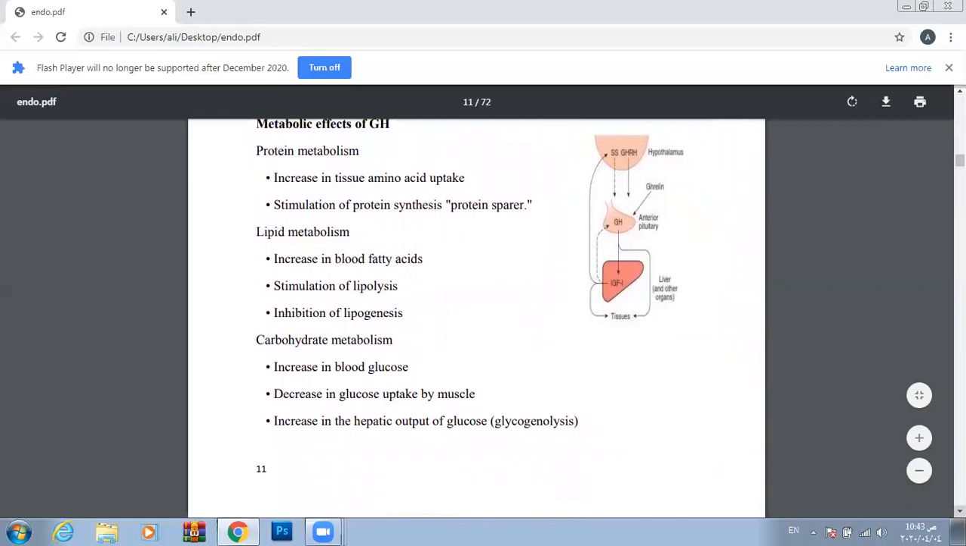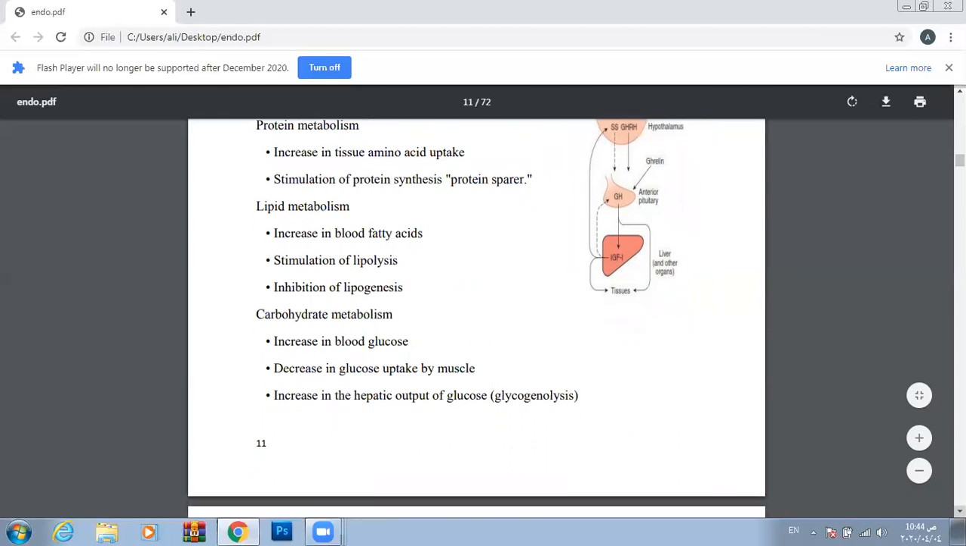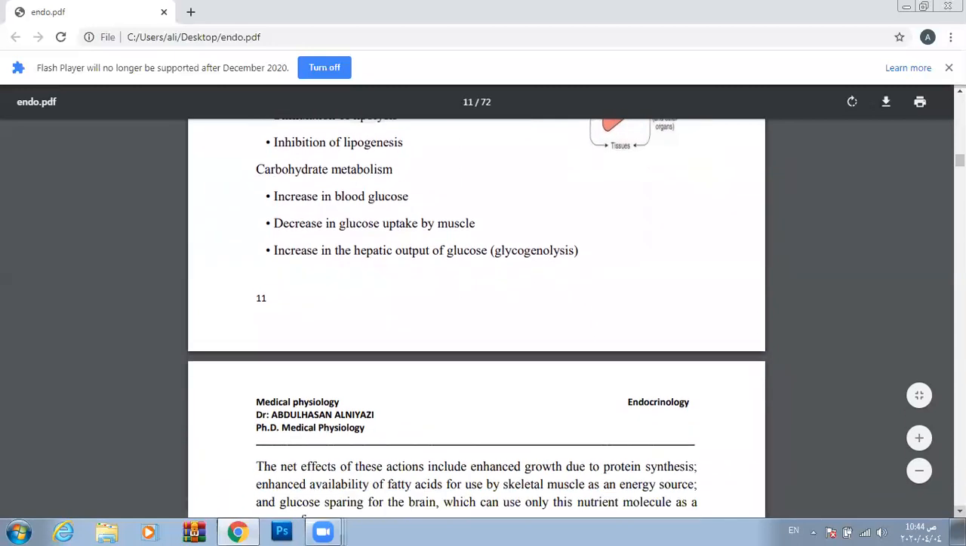شو يسوي هذا الجروث هرمون؟ What is the metabolic effect؟ ايش راح يسوي لنا؟ من يطلع الجروث هرمون راح نشوفه. يسوي لنا بروتين ميتابوليزم: increase in tissue amino acid uptake, stimulation of protein synthesis, protein spare. Lipid metabolism شو يسوي لنا على الليبيد؟ Increase in the body fatty acid, stimulation of lipolysis, inhibition of lipogenesis. فتشوف الجروث هرمون يساعد انه يسوي تحلل ليبيد lipolysis ويمنع تكوين الليبيد الجديد. فاذا نشوف انه هو يفيدنا انه خلصنا من الليبيد.